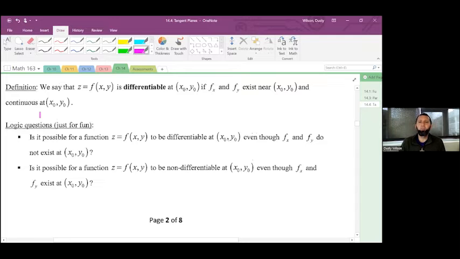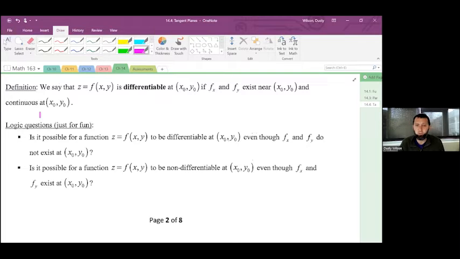Definition. We say that z equal to f of x, y is differentiable at x naught, y naught if the partials fx and fy exist near x naught, y naught, and the partials are continuous at x naught, y naught.